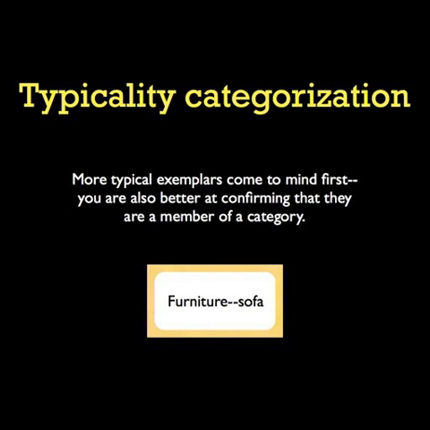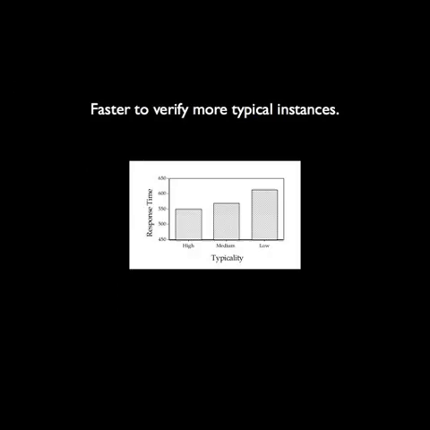What are other categories? Sports. Name a sport. Baseball, basketball, football. Cricket doesn't get mentioned. That's not really a sport, right? Curling, bowling, those things don't get mentioned because they're not really sports, right? But if you look at the definition of a sport, yes, they qualify, but they're not very typical. So you're actually faster to verify more typical instances.